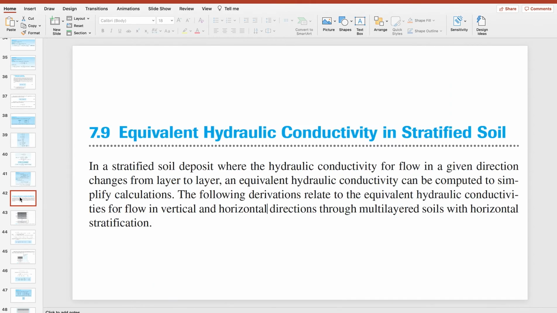Lastly, the equivalent hydraulic conductivity in stratified soil. In stratified soil deposits where the hydraulic conductivity for flow in a given direction changes from layer to layer, an equivalent hydraulic conductivity can be computed to simplify calculations. The following derivations relate to the equivalent hydraulic conductivities for flow in vertical and horizontal directions through multi-layered soils with horizontal stratification.